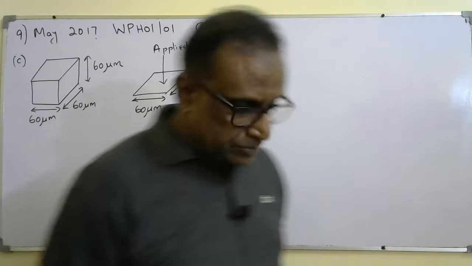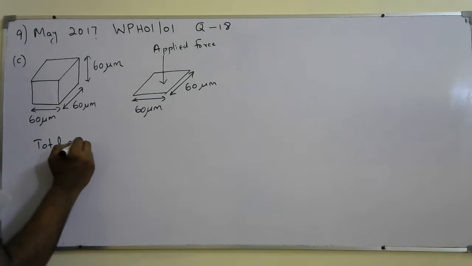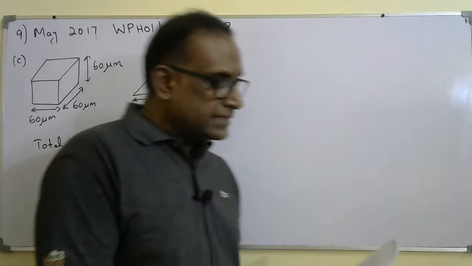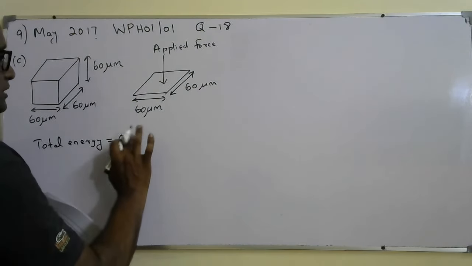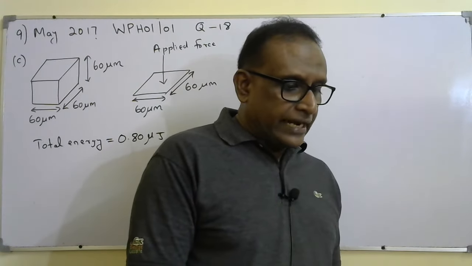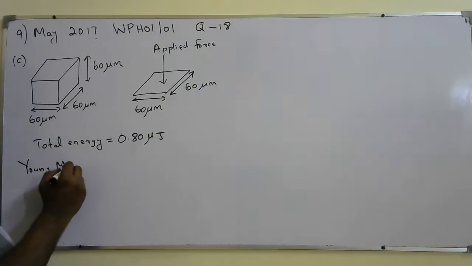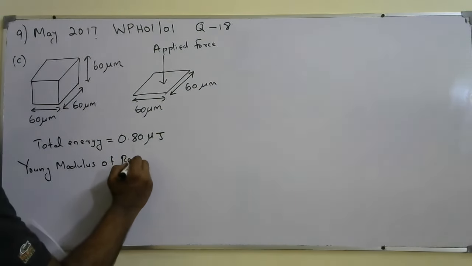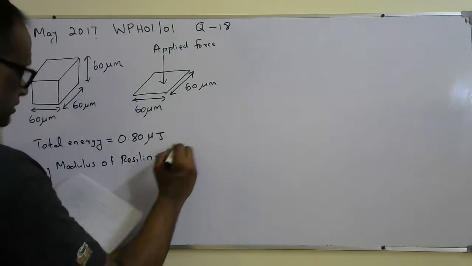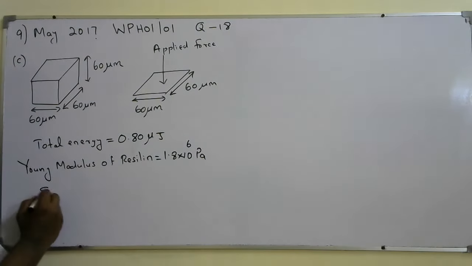So the first part of this says that for a particular jump, the total energy transferred from the pads and the leg muscles is 0.80 microjoule. Calculate the percentage of energy for a jump that comes from the two pads. Young modulus of resilin is given as 1.8 times 10 to the power 6 Pascal. That's the Young modulus of this material, and the strain of it is 1.0.